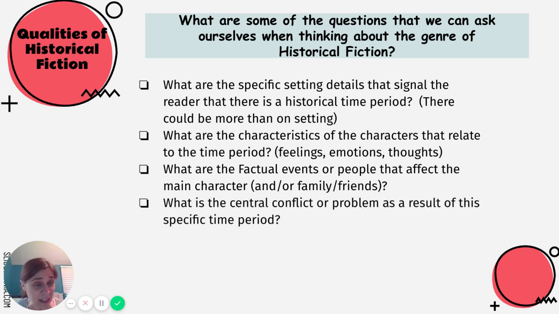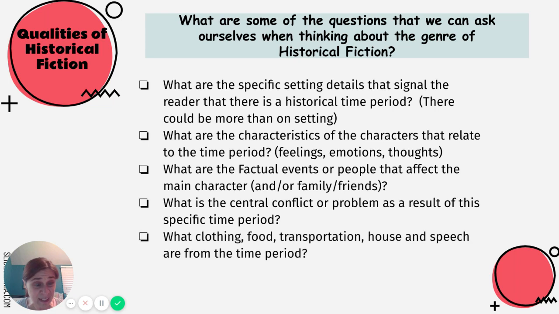What is the central conflict or problem as a result of this specific time period? What's happening during this time period which is causing conflict or a problem for the characters? And then finally, what clothing, food, transportation, house, how do they speak? How do you know that's happening in a different time period? So we're going to be exploring all of these questions with the story of The Bracelet.